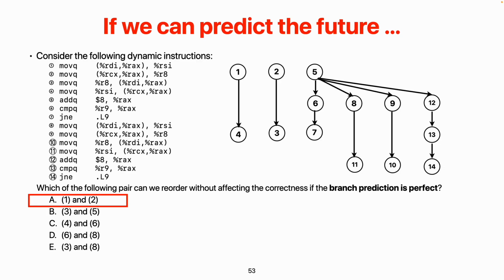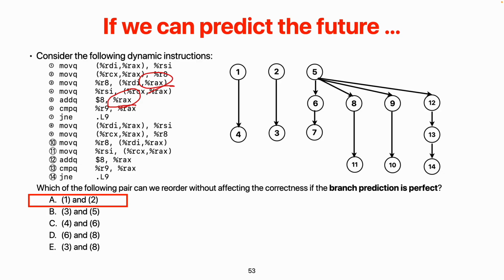Because if you look at the data dependency graph, there is no relationship between 3 and 5. So what's wrong with 3 and 5? What happens if we reorder 3 and 5? What would go wrong? It still changes the RAX, because the later one wants to output to RAX.